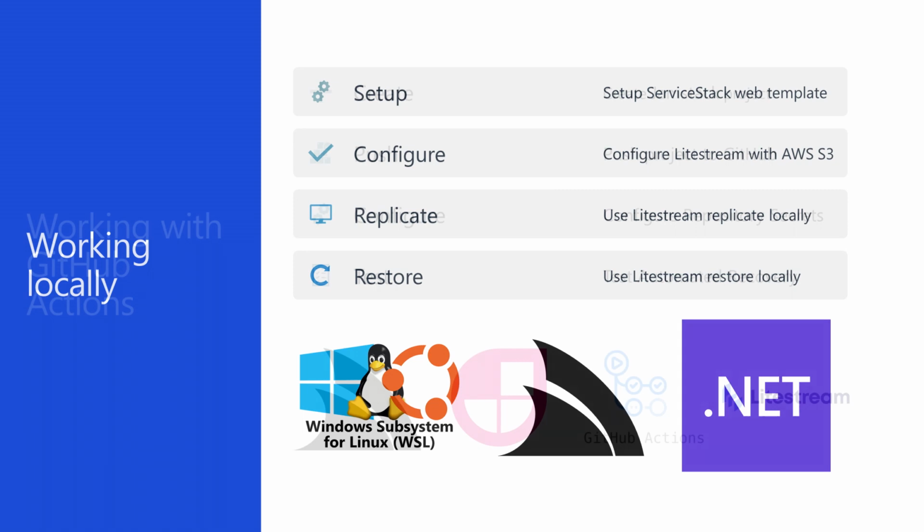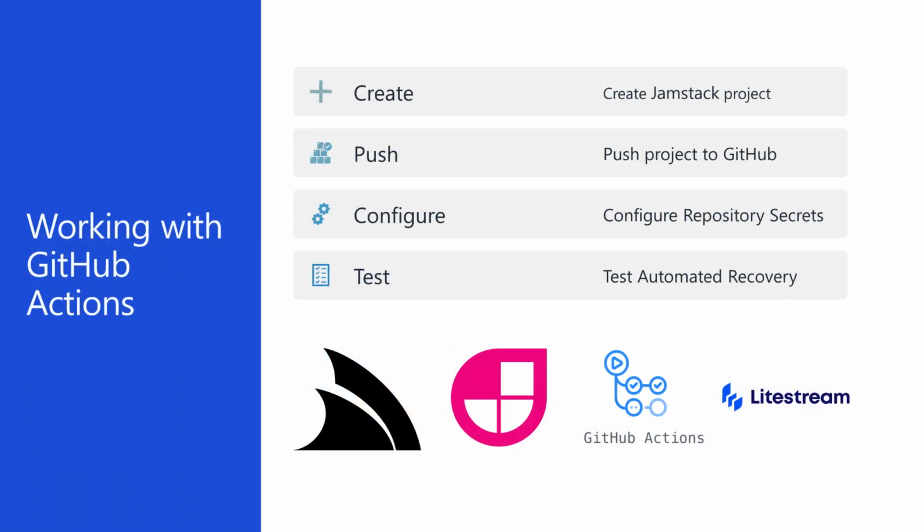Then we will use one of the JavaScript-based Jamstack templates and mix in Litestream support to show the bookings example application working with auto recovery on deployment in a Docker environment utilizing Litestream.